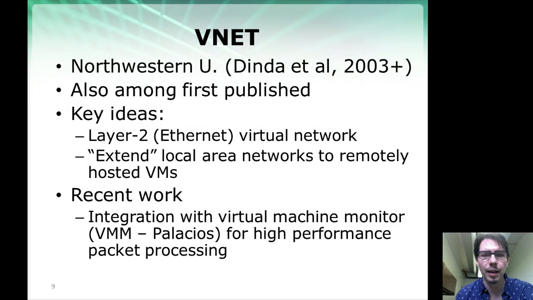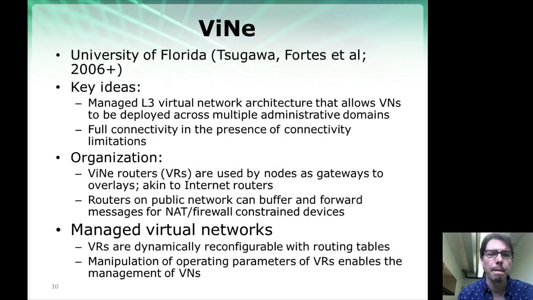Similarly, VNet, a contemporary effort that focused also on a layer 2 virtual network, extending the enterprise network to access remotely hosted VMs, much like what we discussed for Amazon VPC in the previous slide. This is still an active project, focusing on integration with the virtual machine monitor and high performance packet processing.